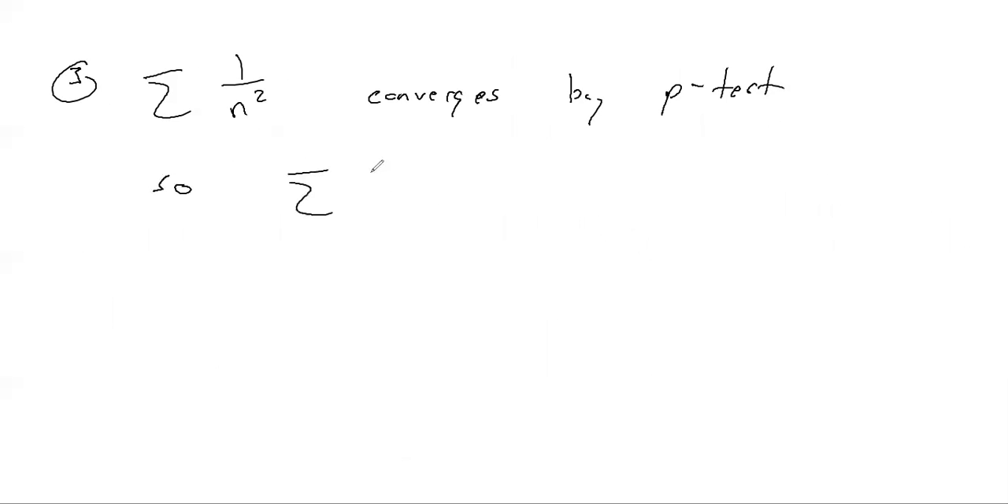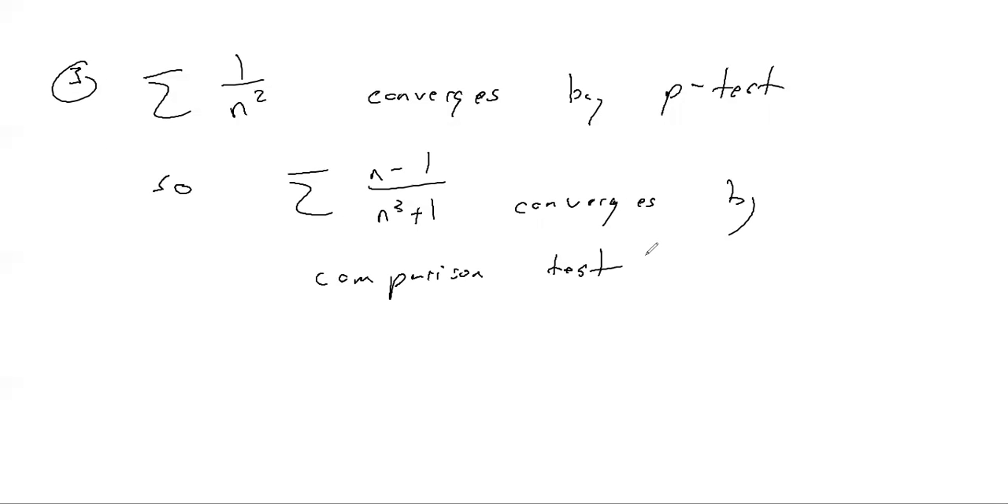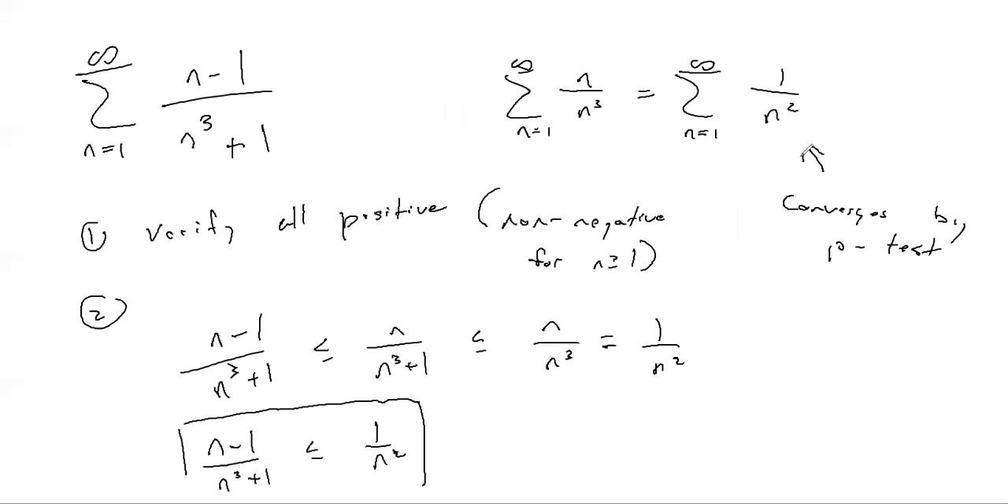So this converges by comparison test. Okay. We've been using p-test a lot, but it's not always going to be p-test. So let's see an example of a series where we don't use p-test in the comparison.